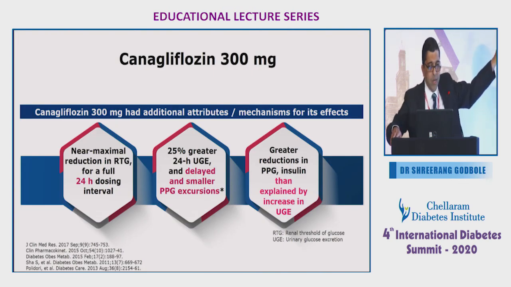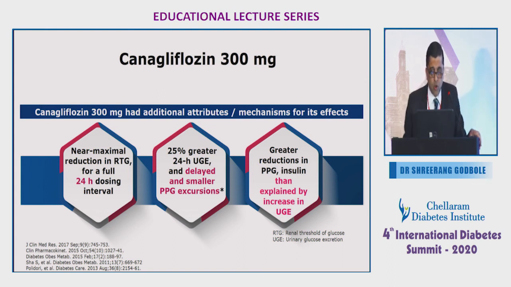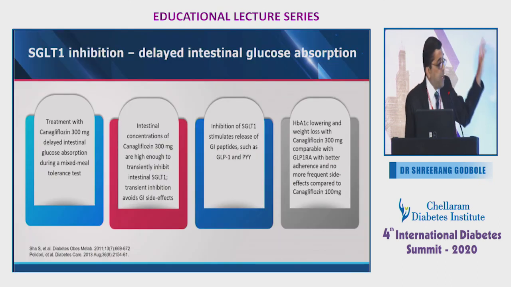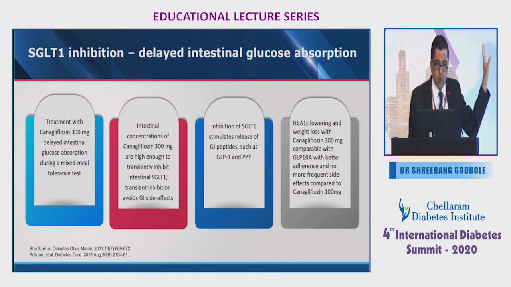With Cana 300, you get a near maximal reduction in the renal threshold for glucose for a full 24 hour dosing interval. There's a 25% greater 24 hour urinary glucose excretion and delayed and smaller PPG excursions. There's a greater reduction in the postprandial glucose and insulin than could be explained by the increase in the urinary glucose excretion. So treatment with Cana 300 delays intestinal glucose absorption during a mixed meal tolerance test. The intestinal concentrations of Cana 300 are high enough to transiently inhibit intestinal SGLT1, and that transient inhibition avoids the GI side effects. And the inhibition of SGLT1 stimulates the release of GI peptides like GLP-1 and peptide YY.